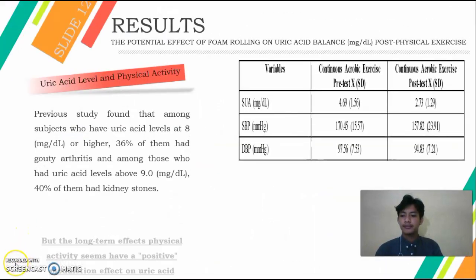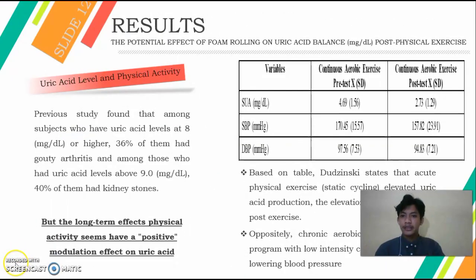Next, uric acid level and physical activity. A previous study found that among subjects who have a uric acid level of 8 mg or higher, 36% of them had gouty arthritis, and among those who had a uric acid level above 9.0 mg, 40% of them had kidney stones.